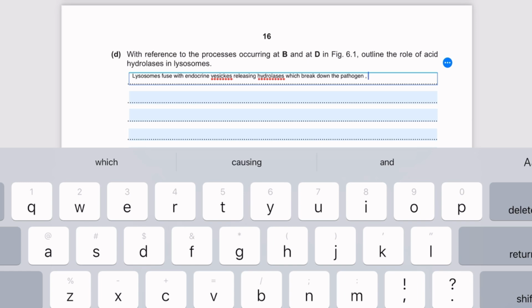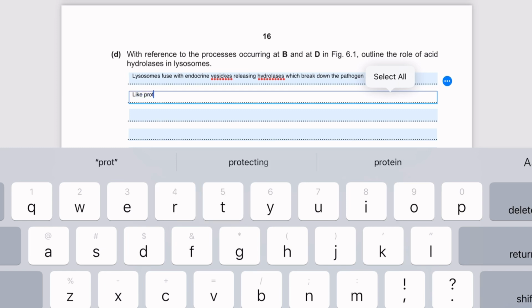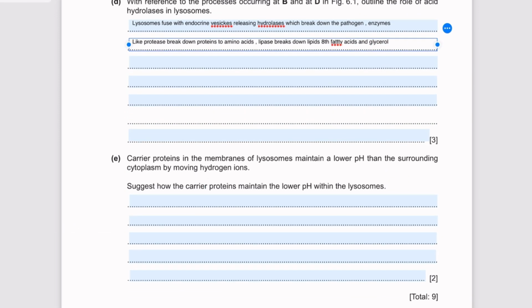Okay, which break down the pathogen, and you could mention examples, always mention examples, enzymes like protease, break down proteins to amino acids, lipase, break down lipids into fatty acids and glycerol. And then you can mention another example, like nuclease breaks down nucleic acids into nucleotides.